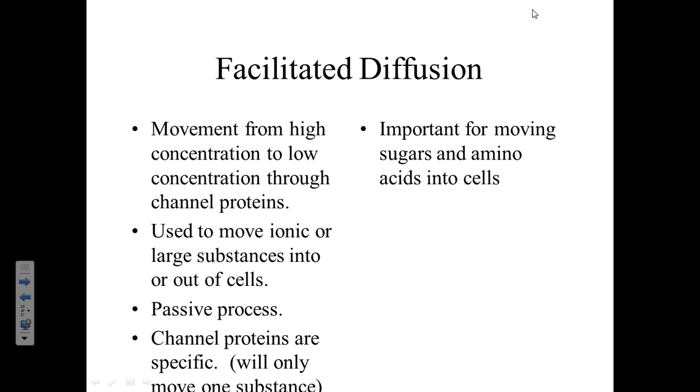We also talked about osmosis, which is essentially just the diffusion of what? Water.